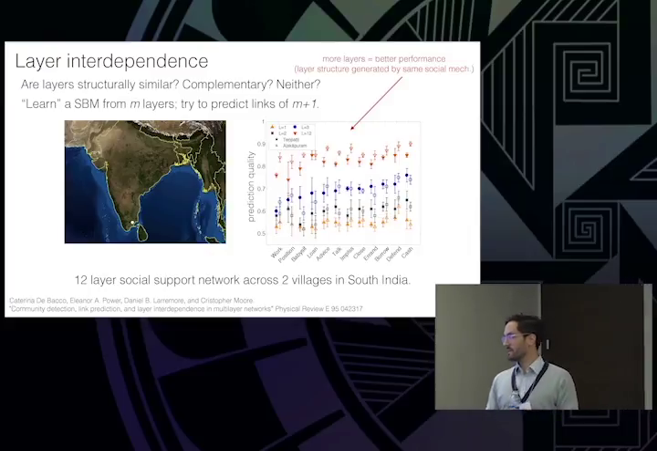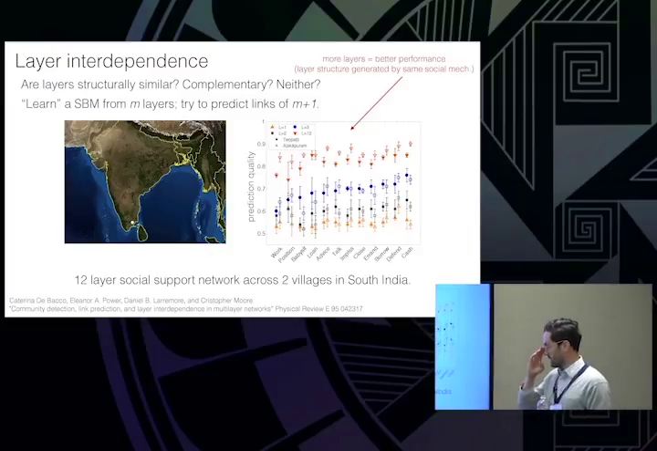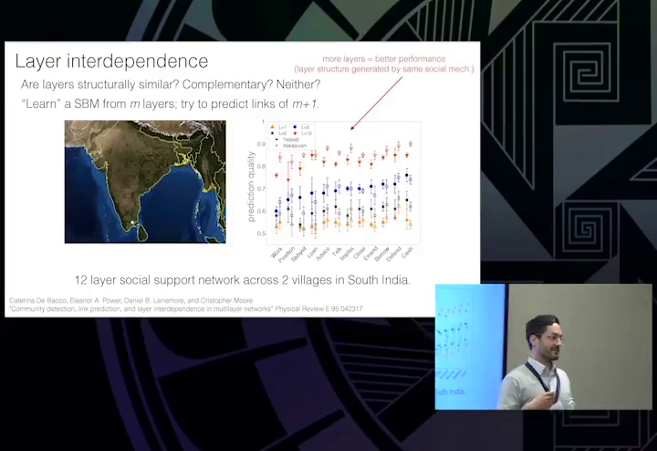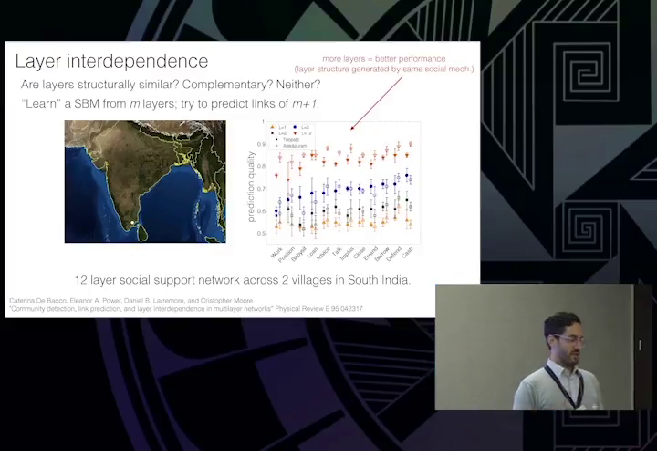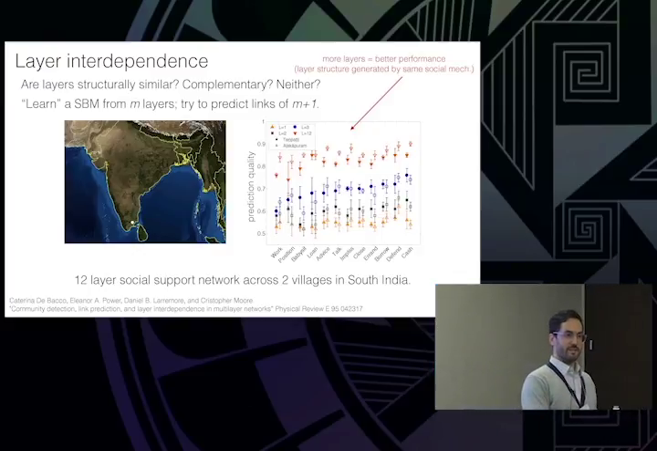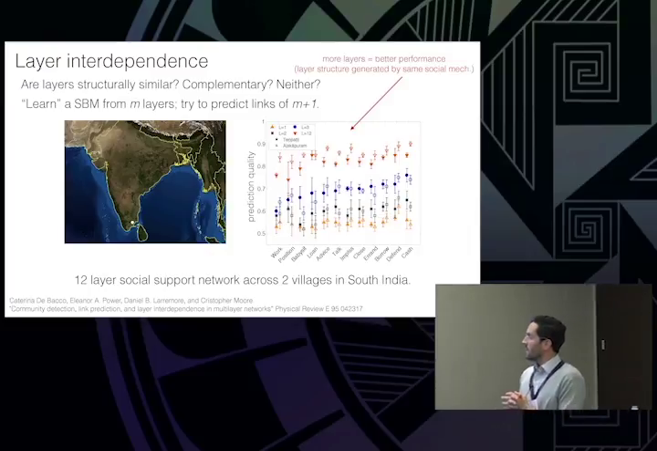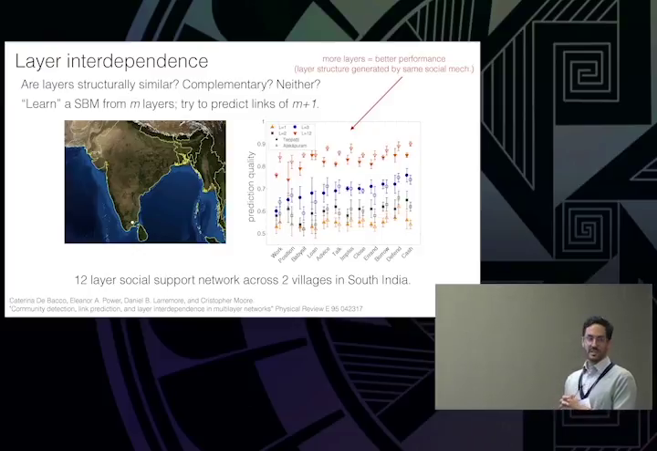So one example here is from a social support network across 2 villages in South India. There are 12 different layers, and they're asking questions like, who'd you go to if you need somebody to look after your kids? Who'd you go to if you needed a little money for the bus? Or what if you needed a more substantial loan? Who might you ask?